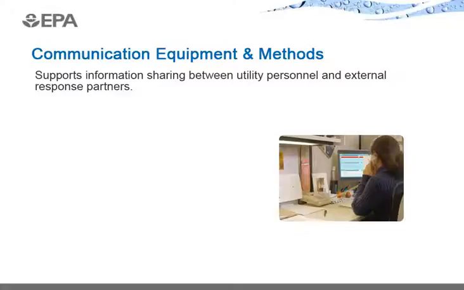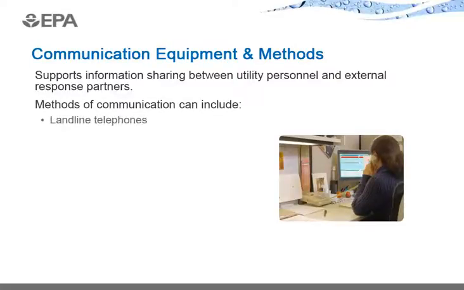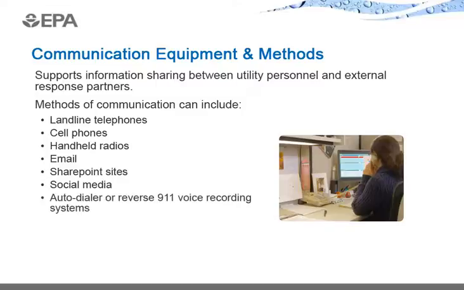The Communication Equipment and Methods design element supports information sharing between utility personnel and external response partners. Methods of communication can include landline telephones, cell phones, handheld radios, email, SharePoint sites, social media, autodialer or reverse 911 voice recording systems, and written bulletins. Each of these communication methods has inherent capabilities and limitations, so good communication planning should incorporate a combination of methods so that various parties can exchange information in a timely manner.